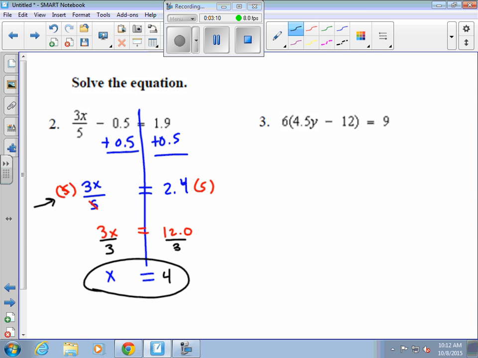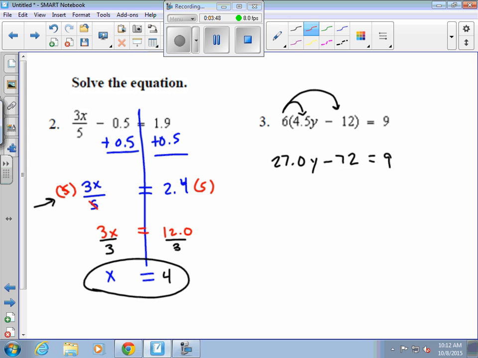For number 3, you have to distribute 6 before you try to undo anything. 6 times 4.5y: 6 times 5 is 30, so you carry a 3. 6 times 4 is 24, plus 3 is 27. And as a decimal, we have to move it to make it 27.0y. And 6 times negative 12: 6 times 2 is 12, carry a 1. 6 times 1 is 6, plus the 1 we carried is negative 72. It's equal to 9. So we have 27y minus 72 equals 9.